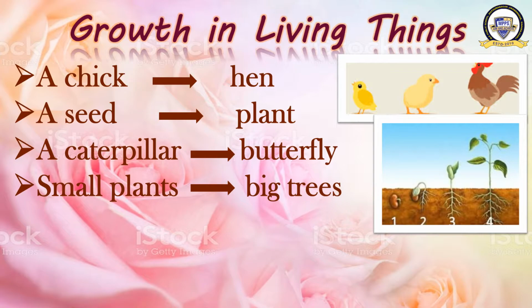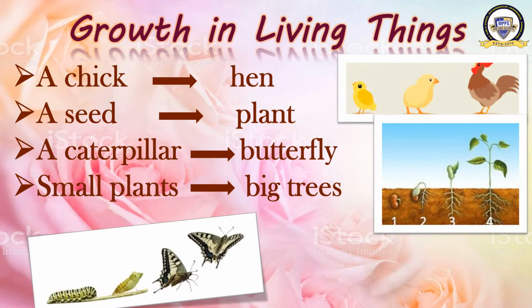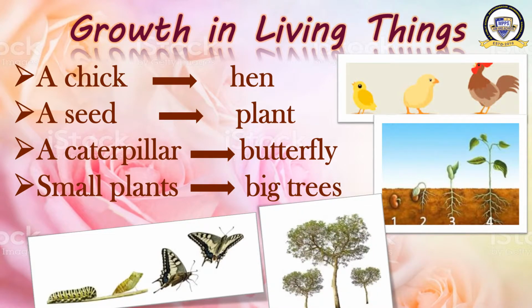See, number 1, it was a seed only, and in number 2, it has roots. Then number 3, it has developed its leaves, and number 4, it has become a plant. That is growth in plants. Then the next example is a caterpillar turns into a butterfly. See this picture. In the first one, it was a caterpillar, then a pupa, then it became a butterfly. Got it? These are the different stages of growth of living beings.